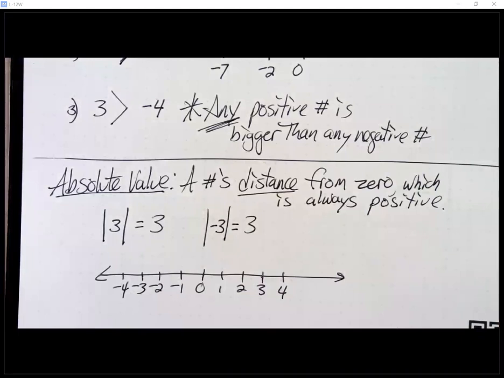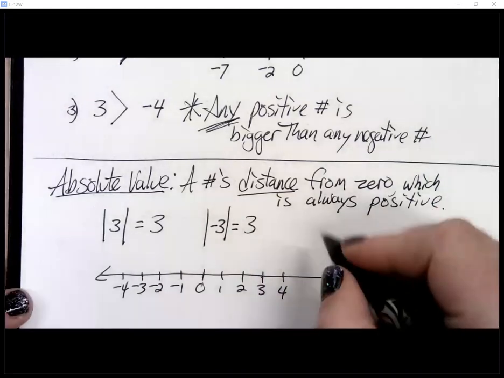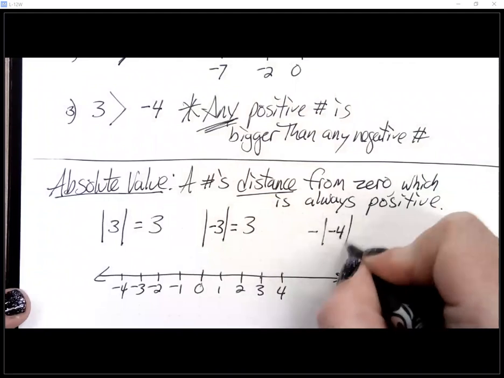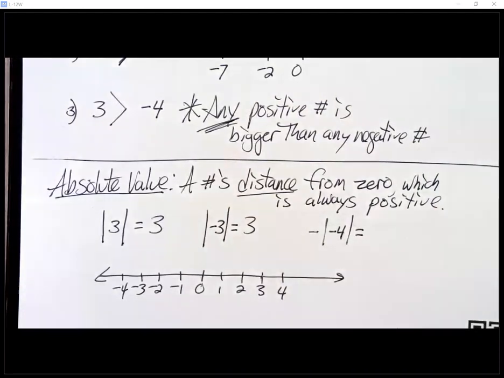Let me show you a trick question now. What if I asked you for this? So absolute value bars work just like parentheses. -4. It would be -4. This chunk right here, the absolute value of -4 is 4, but now this is saying, hey, take the opposite of that. So my answer to that one would be -4.